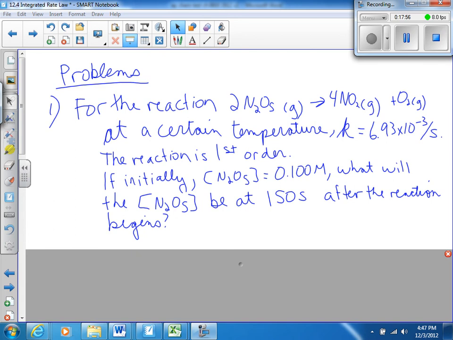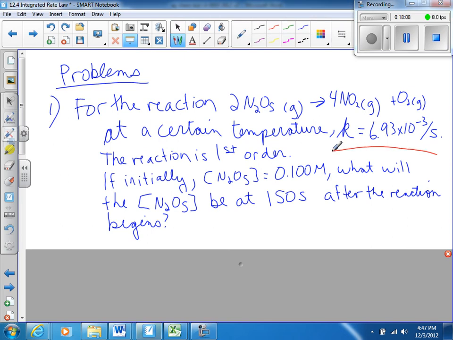All right, so let's do a problem. Problem-solving time. For the reaction... Okay, let's see. Some key information here. What's the key information? We have our specific rate constant. We know the reaction's first order. We know our initial concentration, and we're trying to find the concentration at 150 seconds.